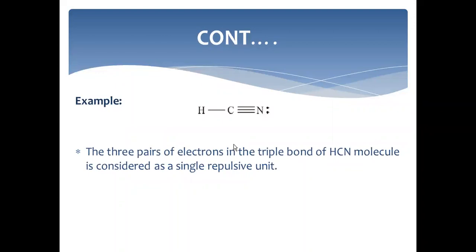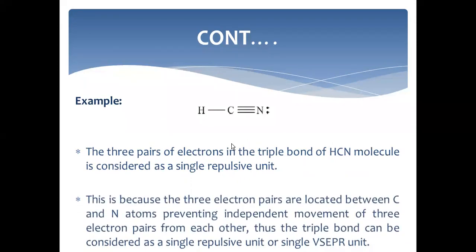So look, the 3 pairs of electrons in the triple bond of the HCN molecule are considered as a single repulsive unit. This is because the 3 electron pairs are located between the carbon and nitrogen, preventing the independent movement of the 3 electron pairs from each other. Thus, the triple bond can be considered as a single repulsive unit or single VSEPR unit. Why are we considering, even though it is a triple bond, as one VSEPR unit? What is the reason? Between the carbon and nitrogen, you have what?